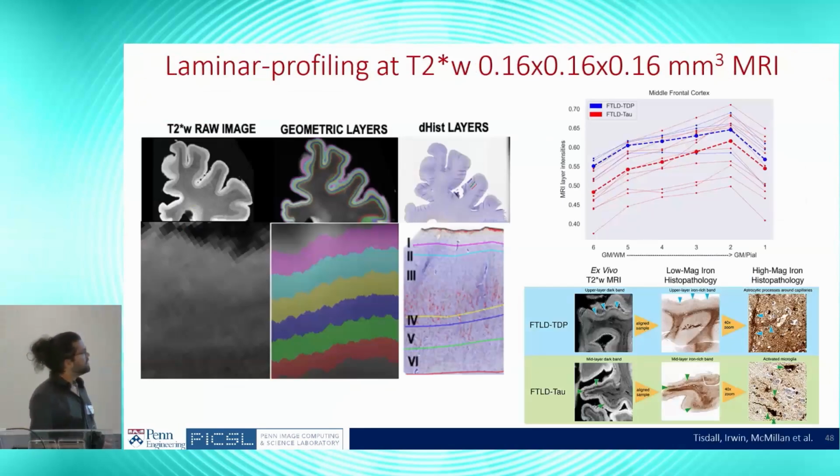And last but not least, another project that we are doing is looking at layer segmentation across the whole brain and then mapping that information with the neuropathology, the histopathology that we have. Specifically, we are looking at the FTD spectrum to see how TDP and tau differentially affect FTLD.